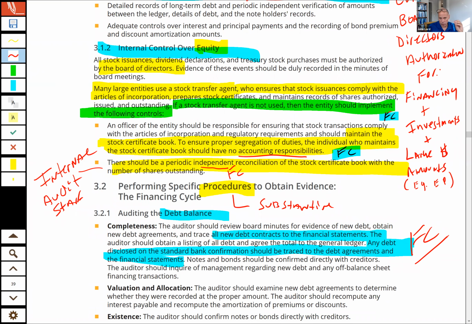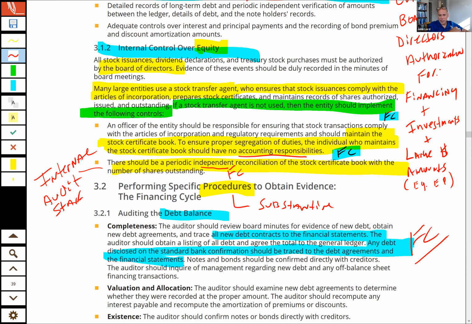Don't memorize a word. Don't memorize vouch and trace and think that you're always going to get the right answer, because the examiners are not nearly as consistent in using that as Becker is careful to be, or as a textbook is careful to be. So understand what you're doing. If we're talking about completeness, I'm going from the supporting documentation back to the financial statement. So in this case, the supporting documentation would be that standard bank confirmation form that we sent to all banks, whether there was a balance to confirm or not.